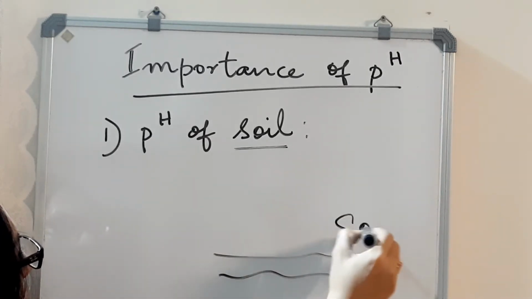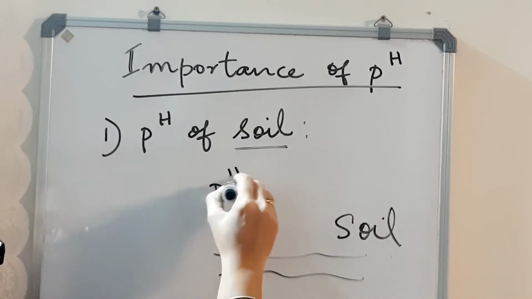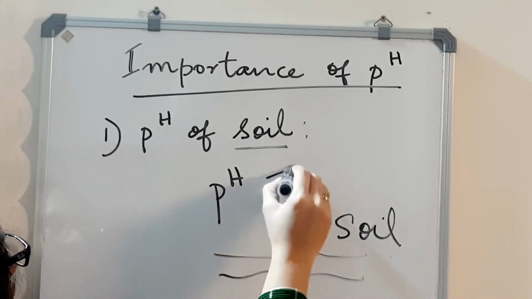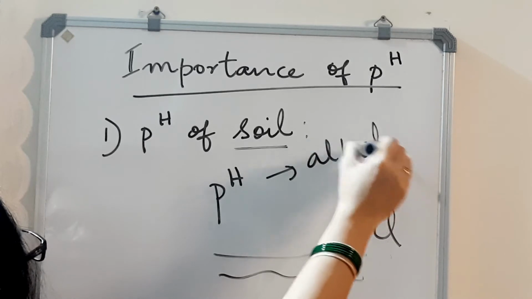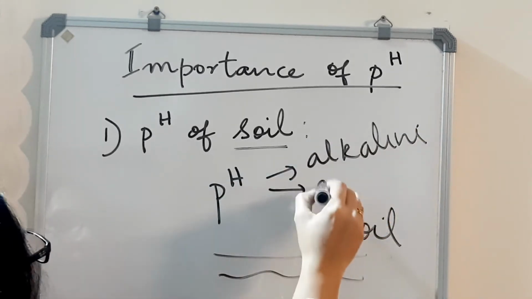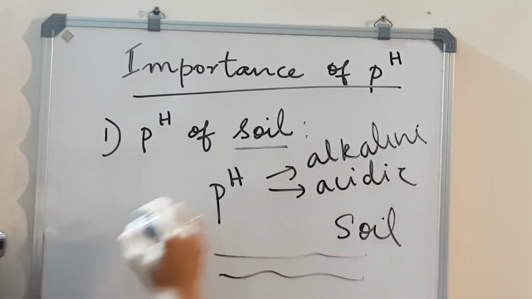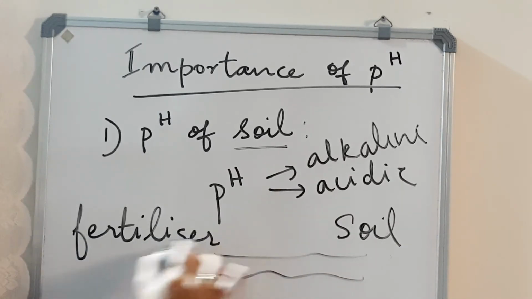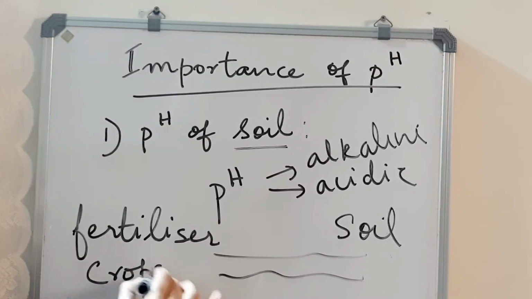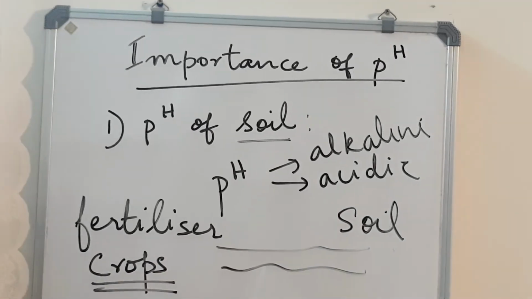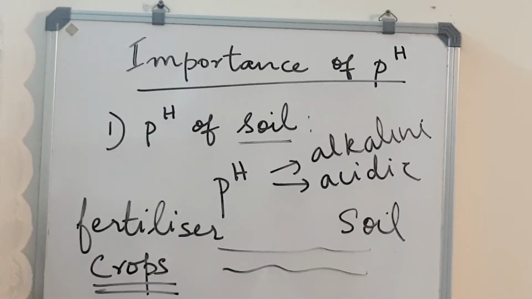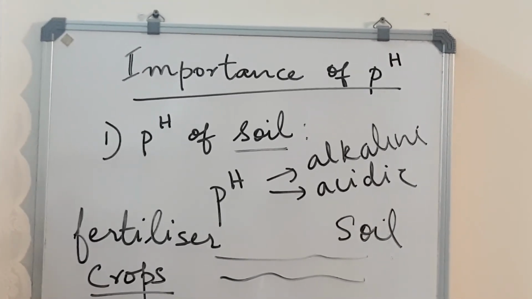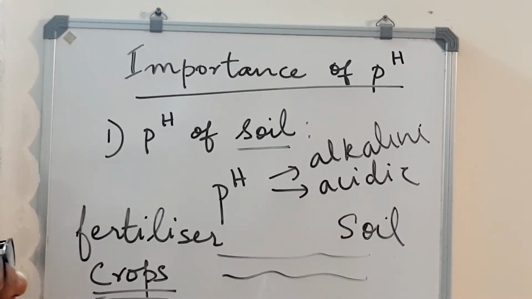If this is the soil, the pH of the soil can be alkaline or it can be acidic. So depending upon the pH, we can select the correct fertilizer needed for the soil and also the crops that will grow best in that particular pH. Plants require a specific pH for healthy growth. So by knowing the specific pH, we can select the plants that will grow in that type of soil.